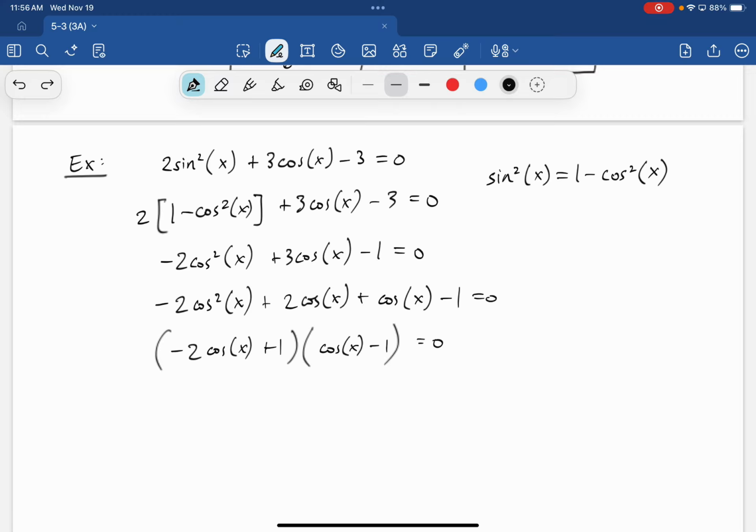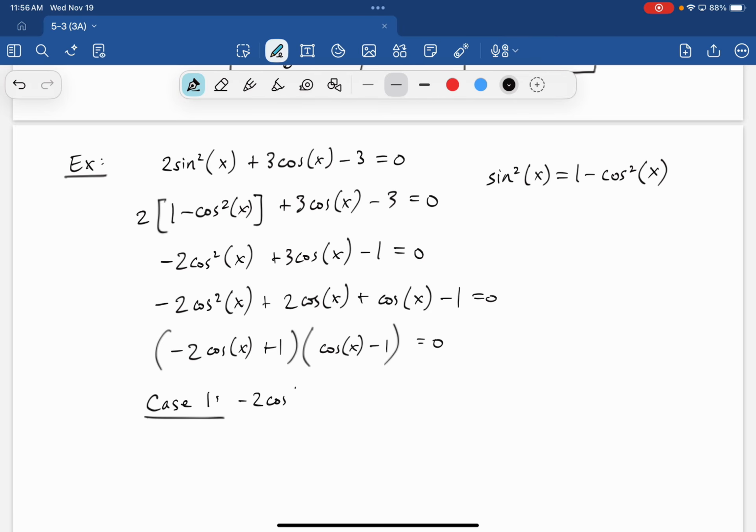Okay, and then once we have this factorization, we know that whenever we have 2 factors multiplying to 0, at least one of them must equal 0, right? And so we can once again split into 2 cases. Case 1 is that negative 2 cosine plus 1 equals 0. And case 2 is cosine x minus 1 equals 0. Right? I split it into 2 cases depending on which factor equals 0. And then this simplifies to cosine x equals half, and this simplifies to cosine x equals 1.